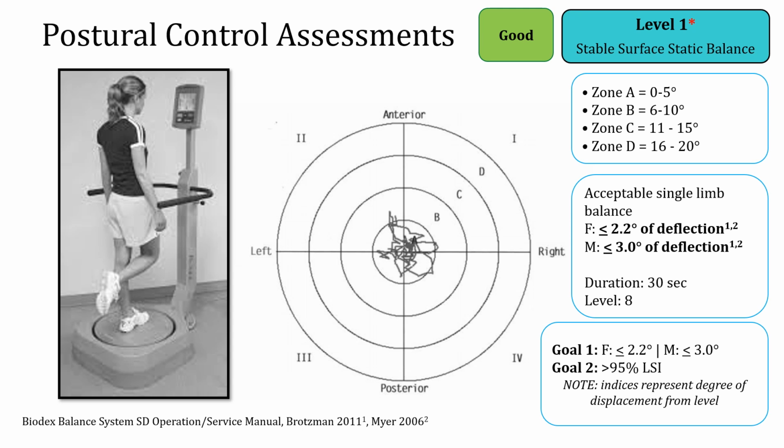You can see that the target is essentially divided up into different zones, each zone representing 5 degrees of deflection. The acceptable single leg balance would be 2.2 degrees of deflection or less for females and 3.0 for males. The duration would be 3 seconds. Again, you could add some perturbation to the platform or unsteadiness. That would be level 12. However, it can go down to as low as level 8.